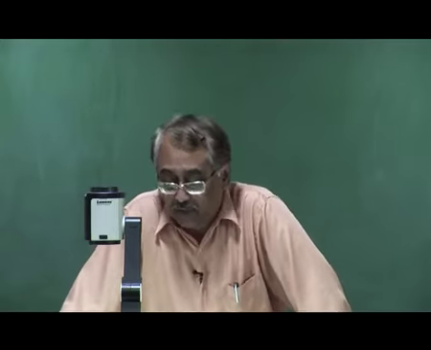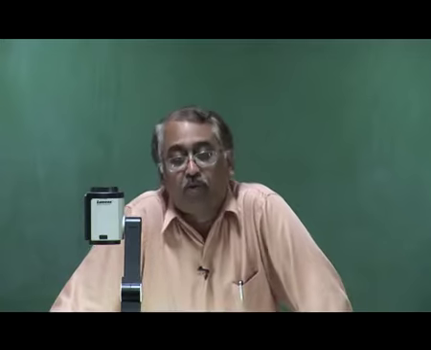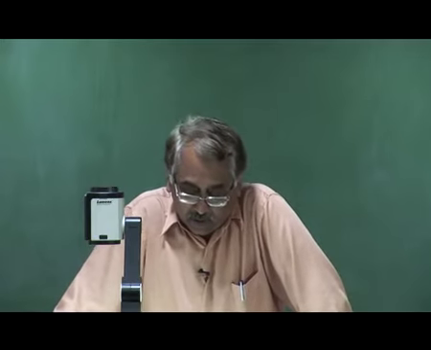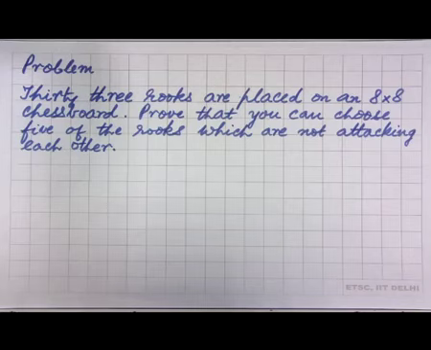All right, let me first read the problem, and then I will tell you what I require from it. So there are 33 rooks. A rook is a chess piece. I will tell you more about it in my next slide, but let me just go on. These are placed on an 8x8 chessboard. Actually, chessboards are typically squares, and each side of the square is 8 units, and they're alternately black and white.